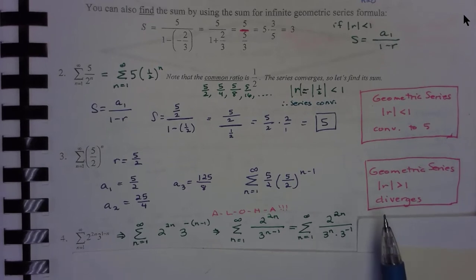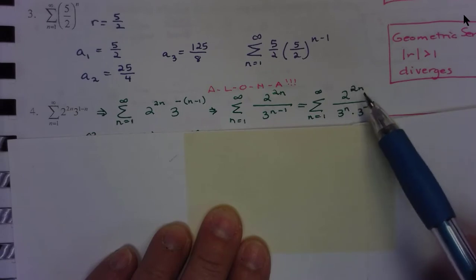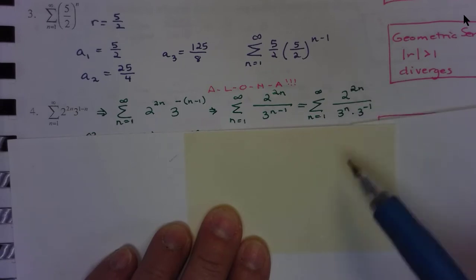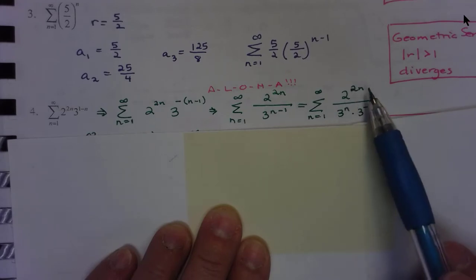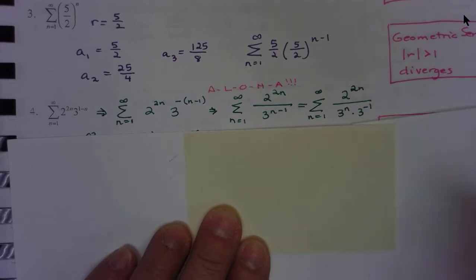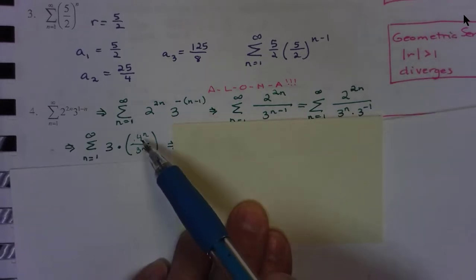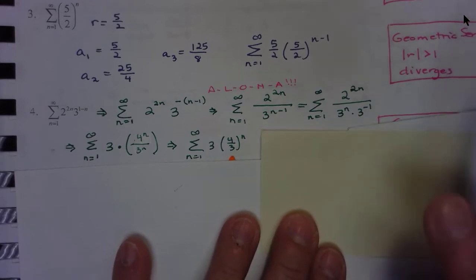Okay, we can do a little more work here. It would be so nice if this in the top were something to the n power, because then I would have that over 3 to the n power. Well, 2 squared is 4, so this can be written as 4 to the n. 3 to the negative 1 down here in the denominator means 3 to the 1, not in the denominator. And notice we have 4 to the n and 3 to the n. I can write that as 4/3 to the n.